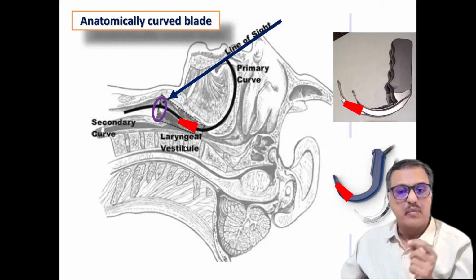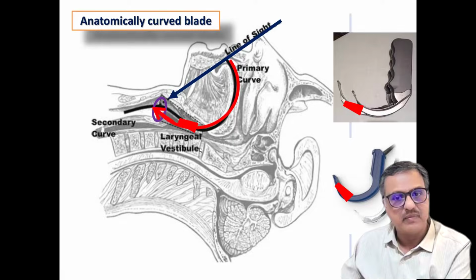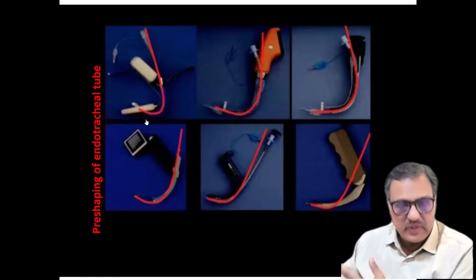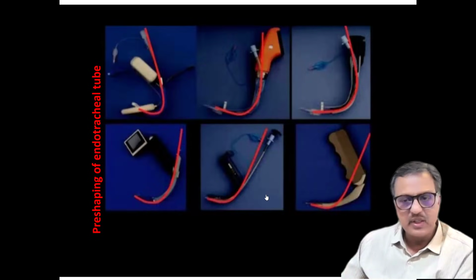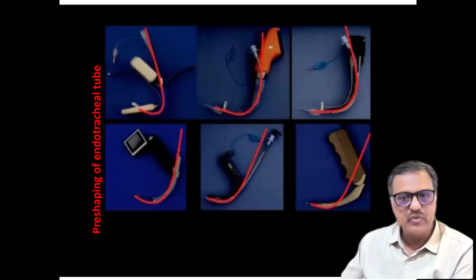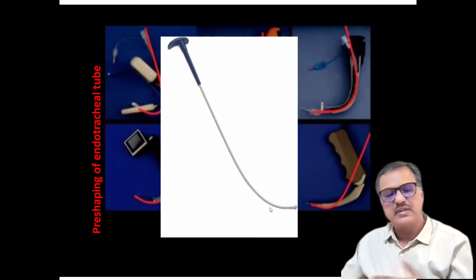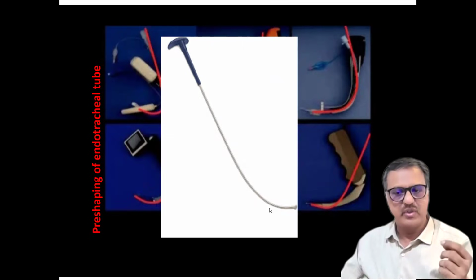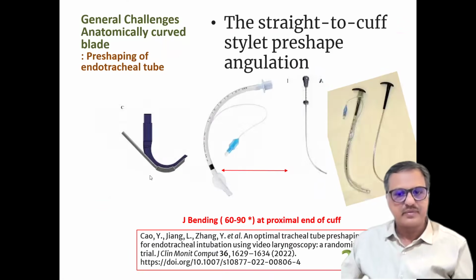That requires pre-shaping of the endotracheal tube as per this curve. With different videolaryngoscopes, you have to pre-shape the endotracheal tube as per the curve of the videolaryngoscopic blade or the curve of the oropharynx. In a simple sense, making a J-shaped pre-shaping of the endotracheal tube with a pre-shaped stylet increases the ease of insertion of the endotracheal tube and your success rate of videolaryngoscopic intubation.